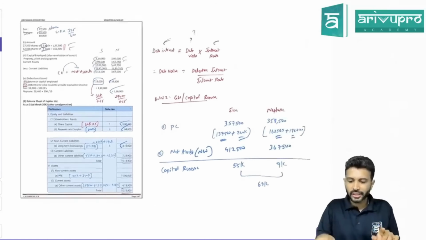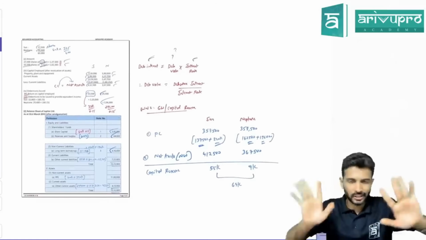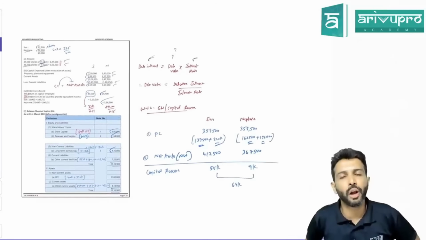Okay. So these are some of the types of problems which I saw. With this, we have completed the full revision of amalgamation.